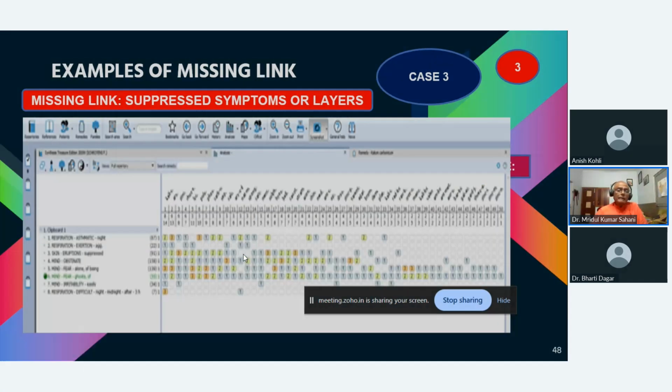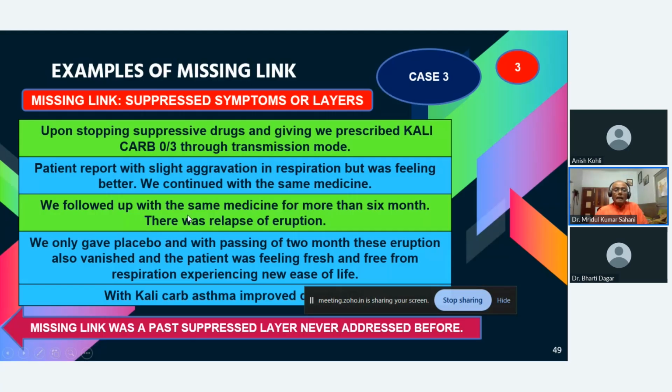Now, the medicines you can see here. It was Calcarea. We prescribed it in 0/3 potency. The patient reported slight aggravation in respiration, but was feeling better. We continued with the same medicine. We followed the same medicine for more than 6 months.